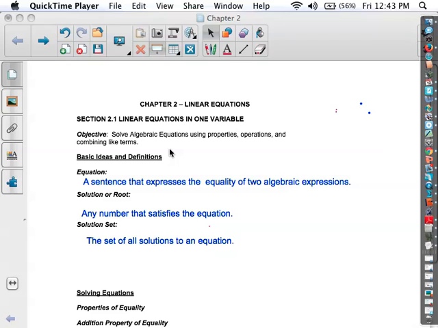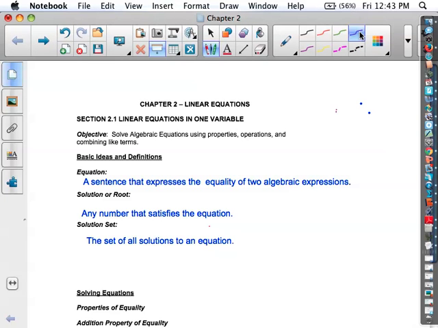We're going to start with the definition of an equation. And the definition of an equation is just a sentence that expresses the equality of two algebraic expressions. So I might have, for example, 3x plus 5 is equal to 5x minus 7. So that's an equation. There's a difference between an equation and an expression. Remember, an expression won't have an equal sign. That would just be like 3x plus 5. And it wouldn't have an equal sign.